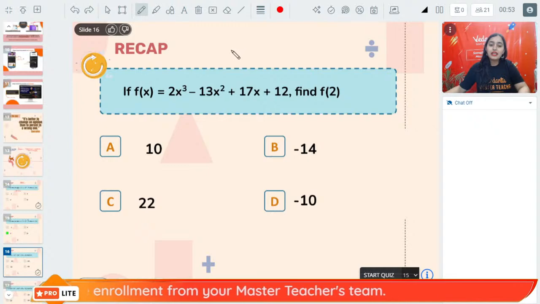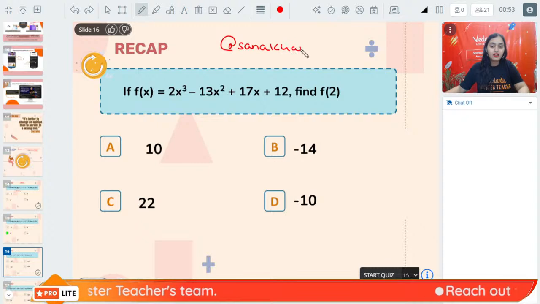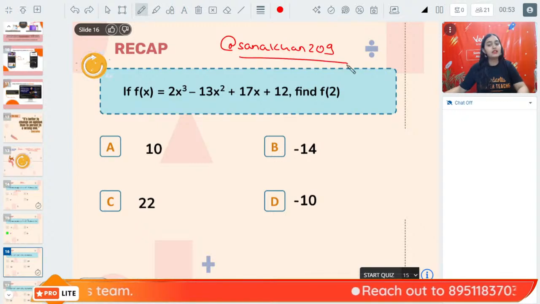My Telegram ID is, I guess, at the rate Sana Khan 209. This is my Telegram ID.